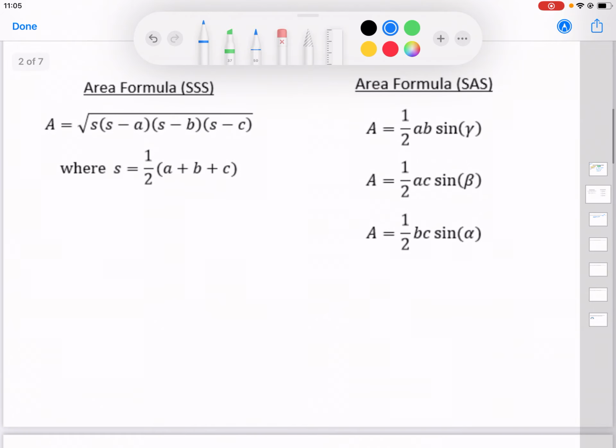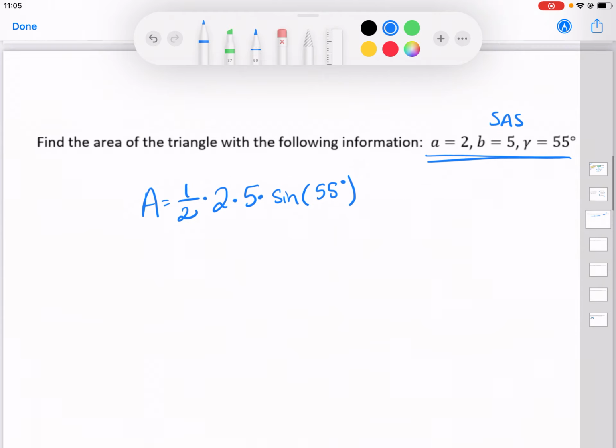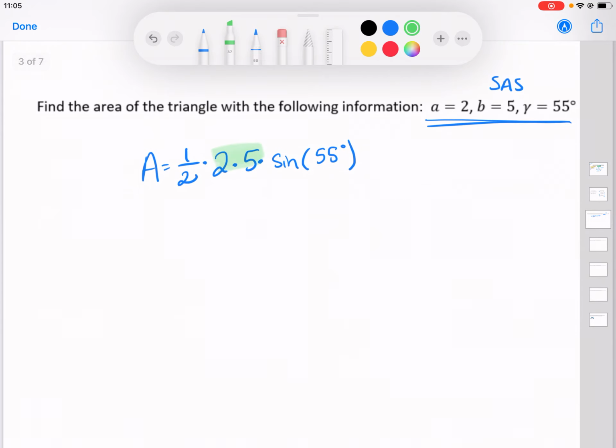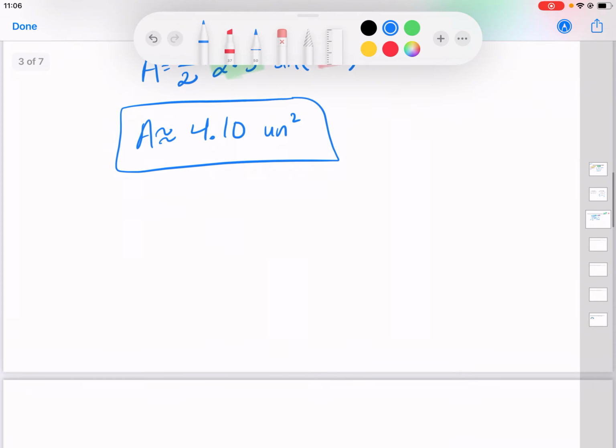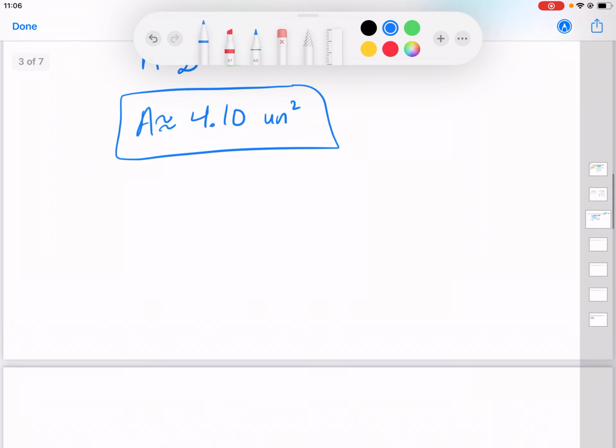So yes, there are 3 different formulas. You can use all 3 formulas, but this is the easy way to think about it. Just take the 2 sides, and then the angle goes in the sine function. And then you just type it into a calculator. Once again, remember that when I say it, your calculator needs to be in degrees. And there you go. Since we're doing area, it's unit squared. If there's a unit, it's a square unit. And that would be our answer.